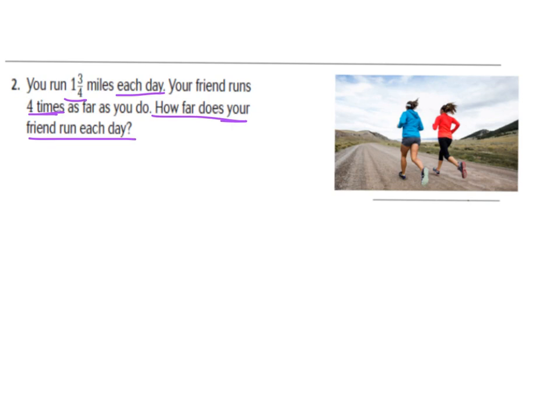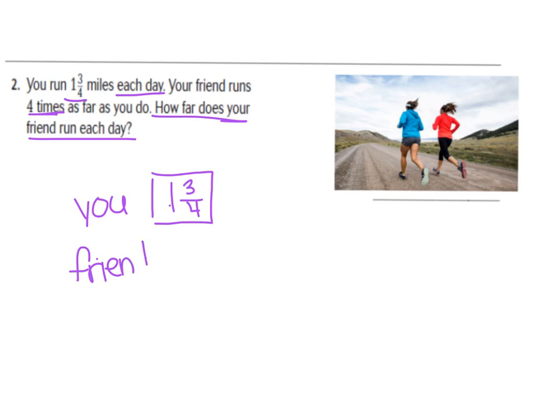We're going to use a comparison model to help us solve this problem. We're going to go ahead and put a square, and inside it's going to represent how far you run, because that's what we're comparing, you and your friend. You run 1 3/4 mile.